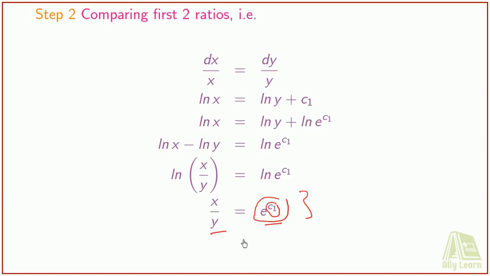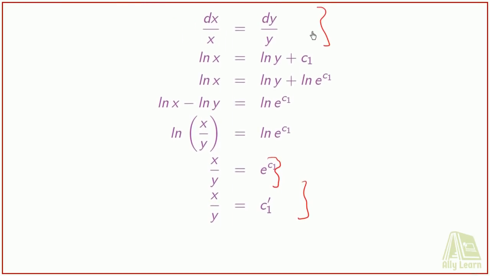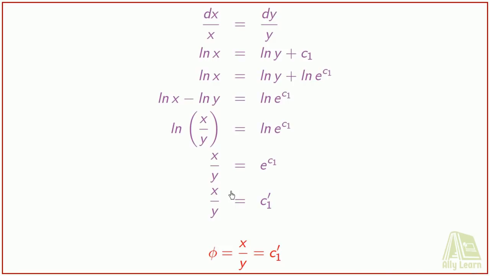Okay, so that is what we do next. x over y equals c dash 1. We can also write it as c2 or anything. So what we did over here, we wrote this constant in a simpler manner, that is c1 prime. Now this is my first solution that I obtained by comparing the first two ratios of the Lagrange subsidiary equations. My first solution is phi equals x over y equals c1 prime.